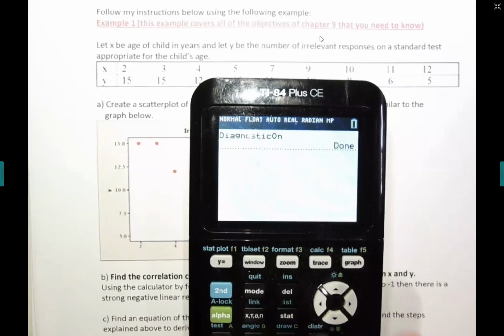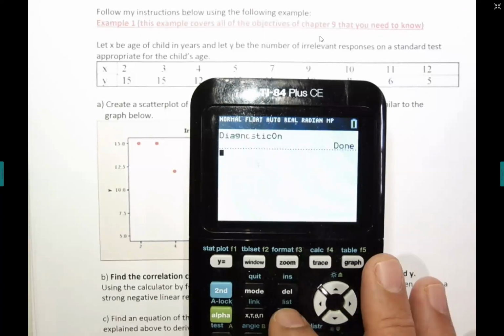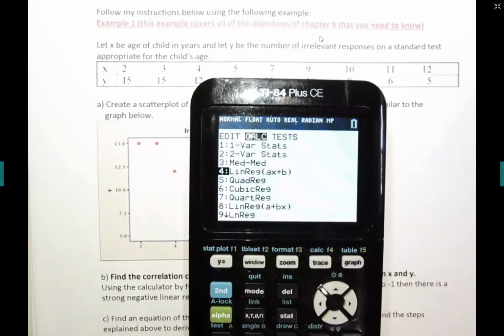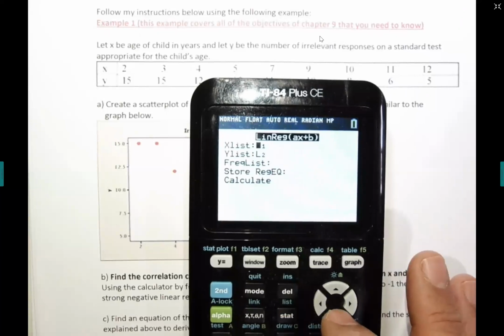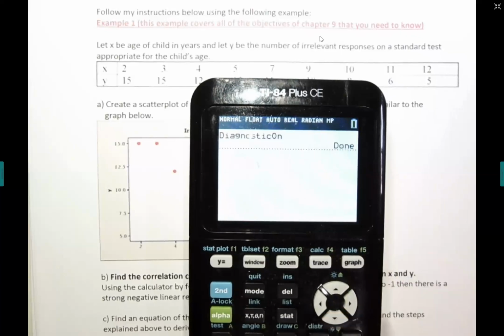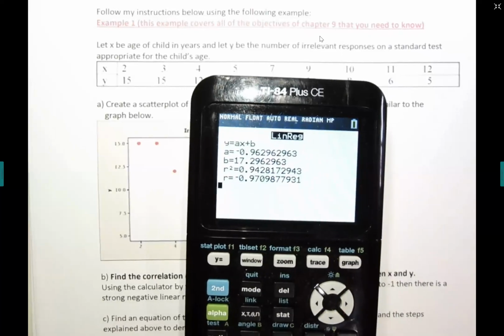And now I can show you how to find R. You go to stat, calc, number 4, L1, L2, my data is in L1 and L2. Guys, if you have anything there in the frequency list, you have to remove it. If you have an older calculator, it's just gonna show you this, and then you just press enter. So you can see R is negative 0.97, which is very close to negative 1.